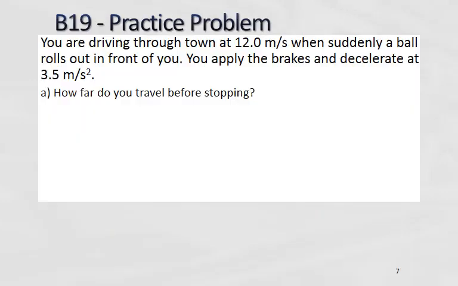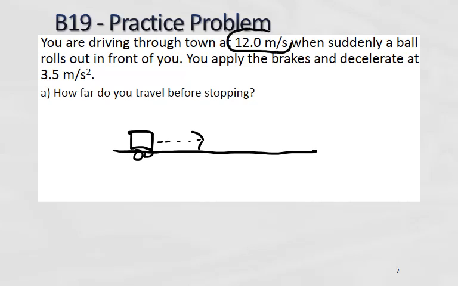We're driving through town at 12 meters per second. A ball rolls out in front of you. We apply the brakes and decelerate at 3.5 meters per second squared. How far do we go before stopping? Now, if you notice in this question, there's nothing to do with direction. You're going to have to define the direction. So here's the car moving this way, and they're moving through the town at 12 meters per second.